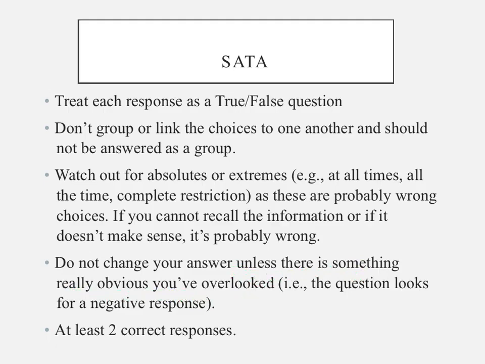For example, you overlooked that the question wants a negative response. It wants you to pick out the false answer. It wants you to pick out the true answer. It wants you to pick out what doesn't belong. So don't change your answer unless you obviously overlooked something in the question. There will usually be at least 2 correct responses, and it can be all of the answer choices. So usually at least 2 or all, 2 or more, okay?